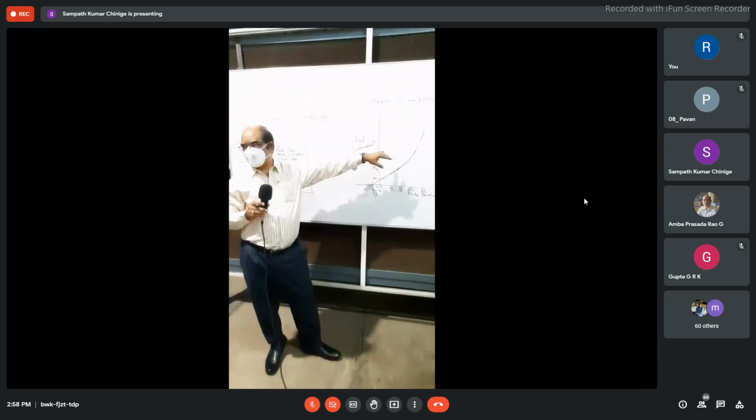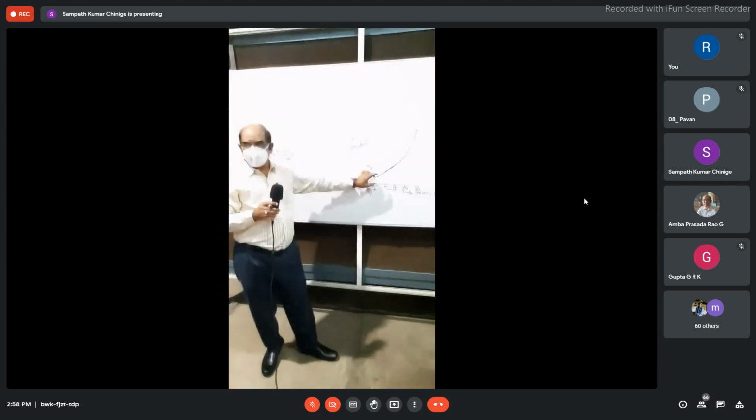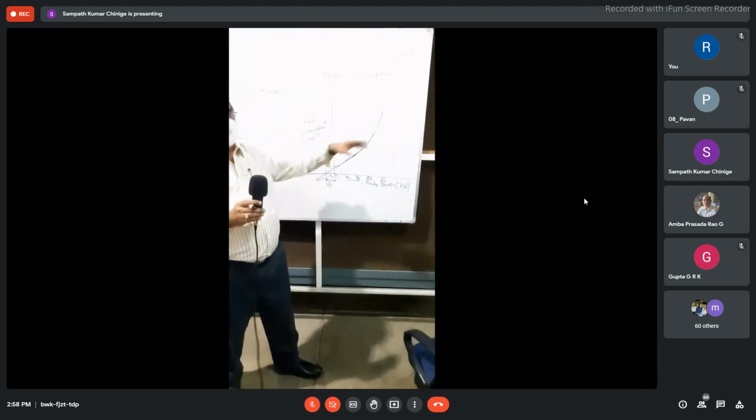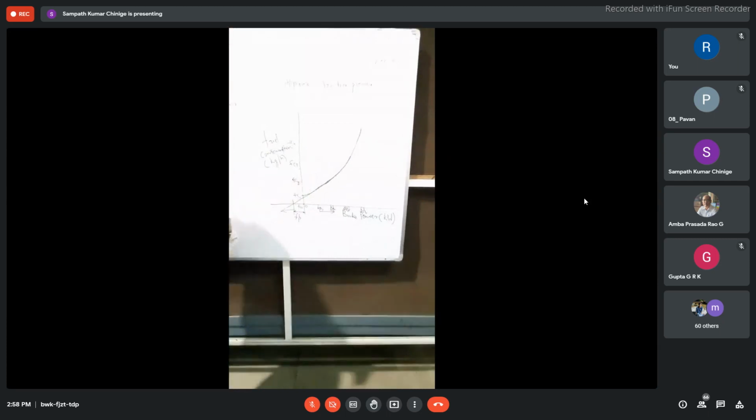Y equals mx plus c. The c value is what we are getting now. So mx means it is in a straight line. We may not get that sometimes. So in that case, what do you have to do? You have to draw a tangent at 75% of the power.